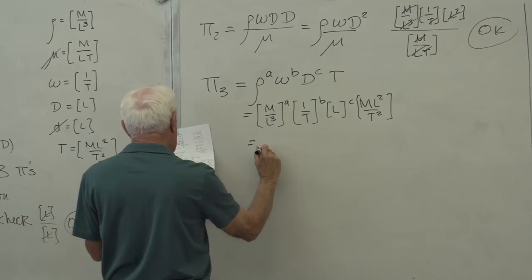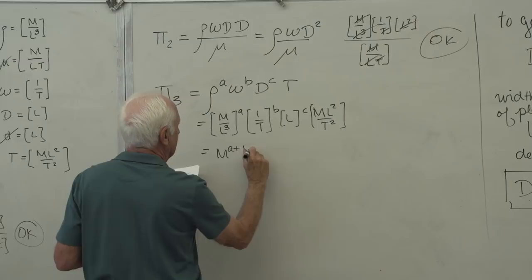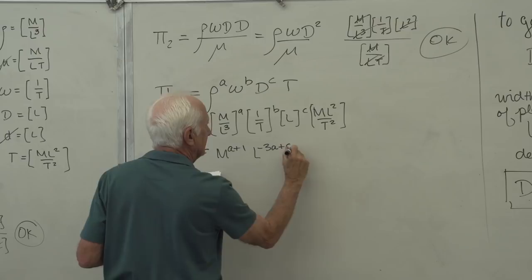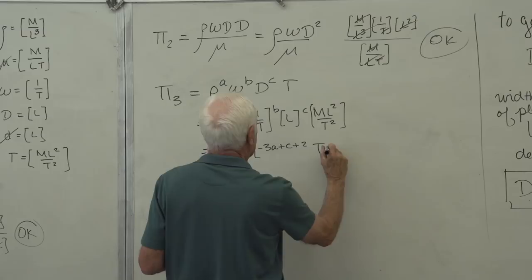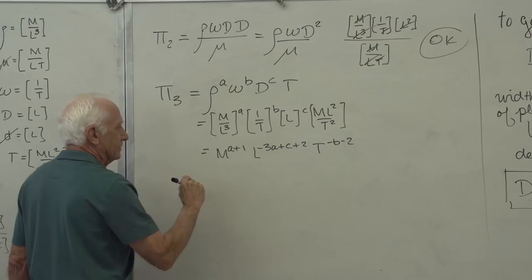I get mass to the A plus 1. I get length to the minus 3A plus C plus 2. I get time to the minus B minus 2. Set these equal to 0.